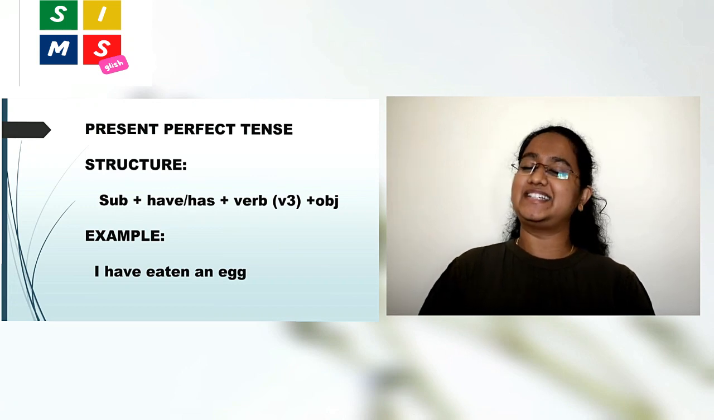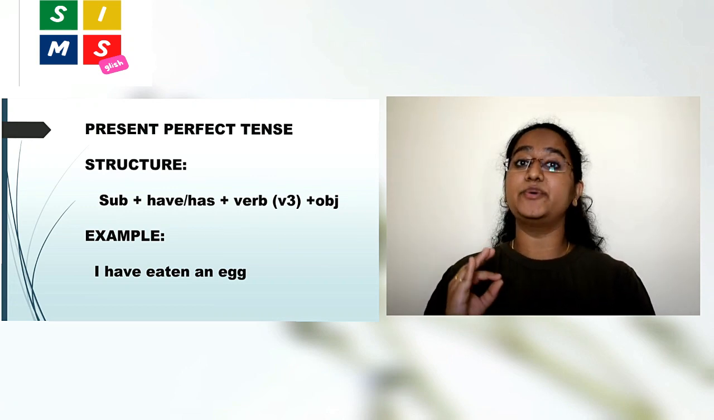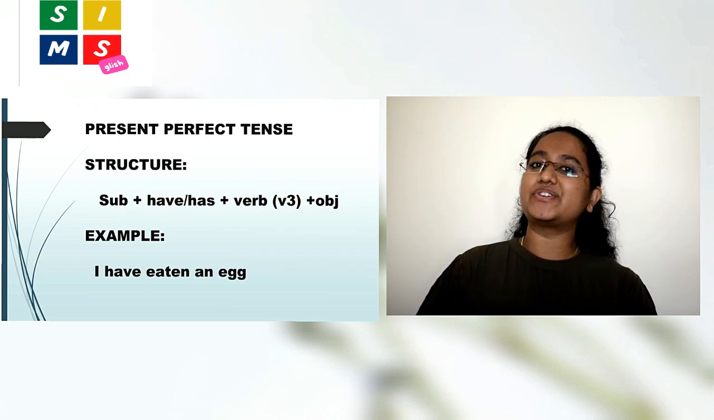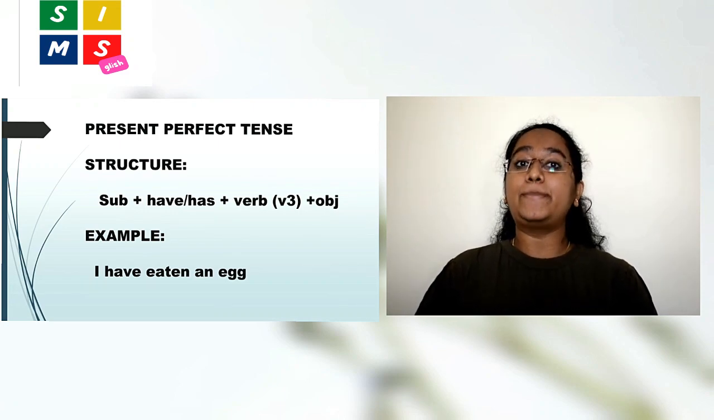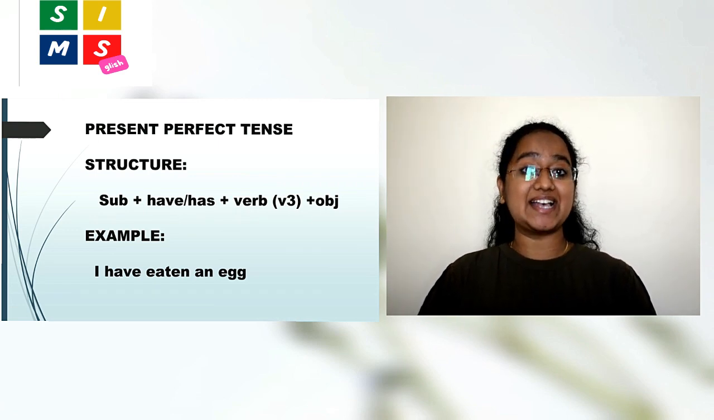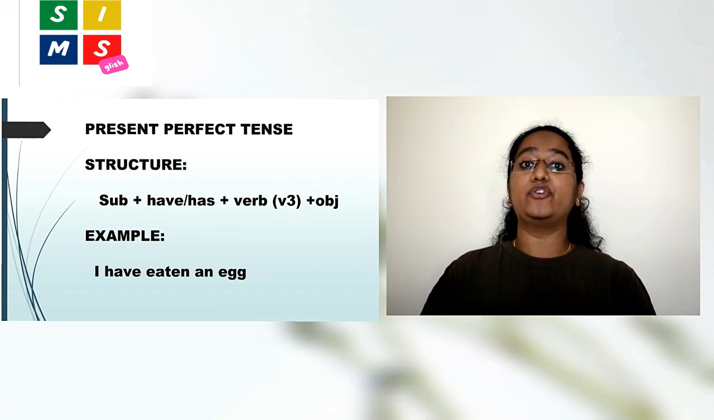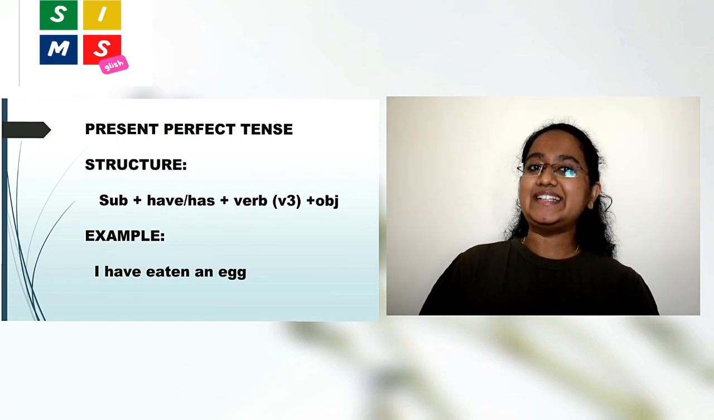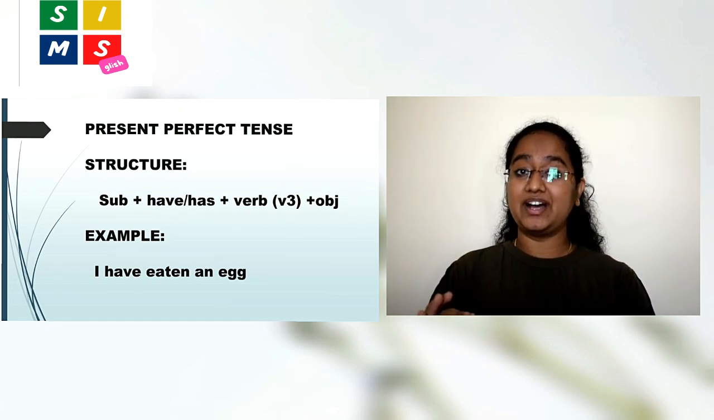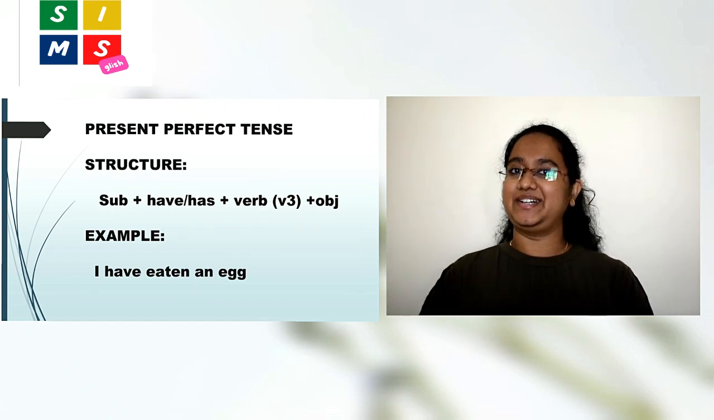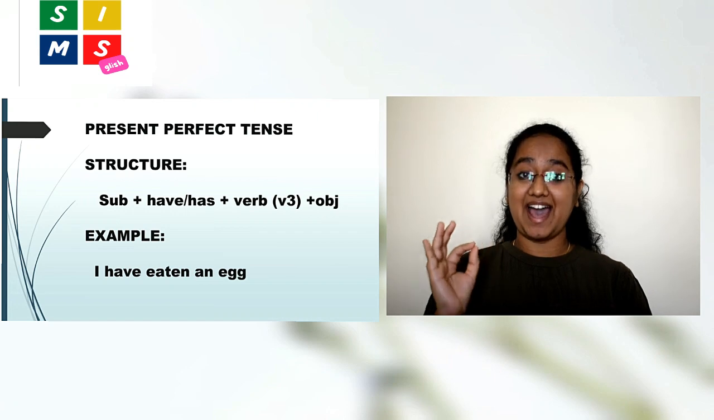So, next we will move on to the third tense, present perfect tense. And here in the present perfect tense, the structure is subject plus have or has plus verb 3, V3, plus object. And the example for present perfect tense is I have eaten an egg.